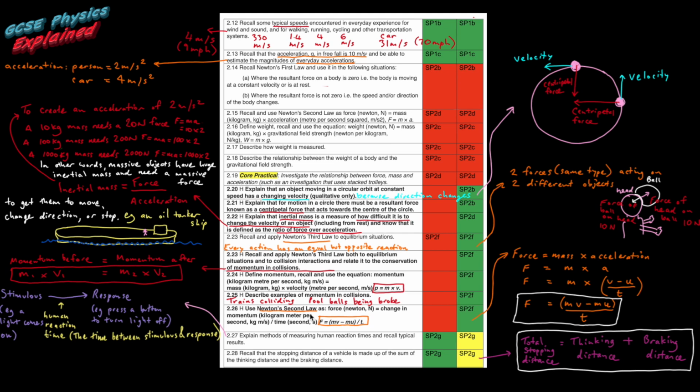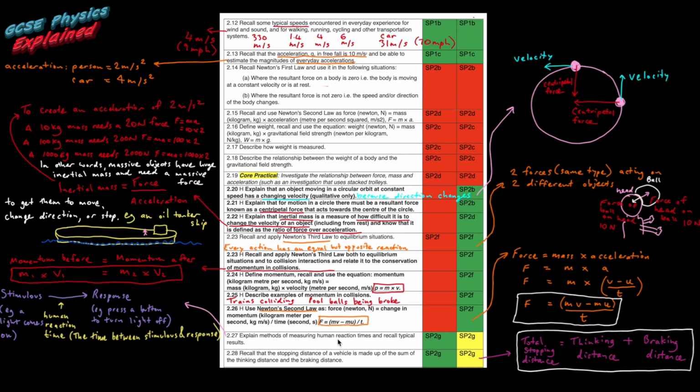Use Newton's second law as F equals mv take away mu divided by t. So if you're wondering where that came from, Newton's second law starts off as force equals mass times by acceleration, F equals ma, but we know that acceleration is v minus u over t. So if we just substitute a for that and then multiply everything by the m, we get mv take away mu divided by t. So this is just Newton's second law, wrote slightly different. Make sure you know how to use it.